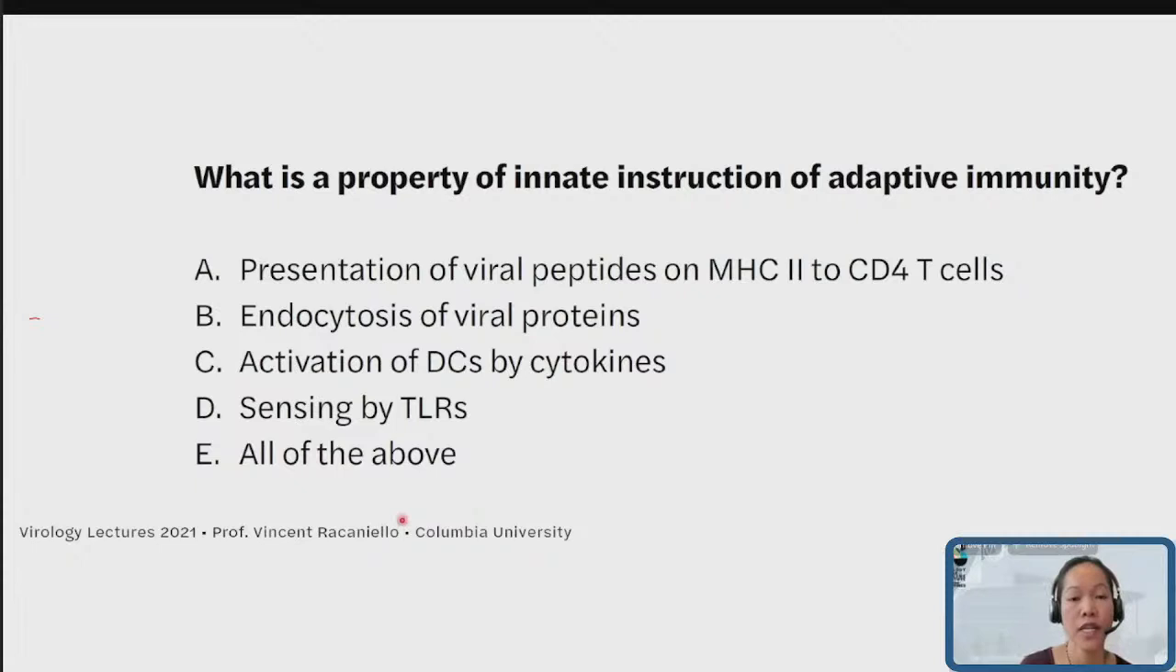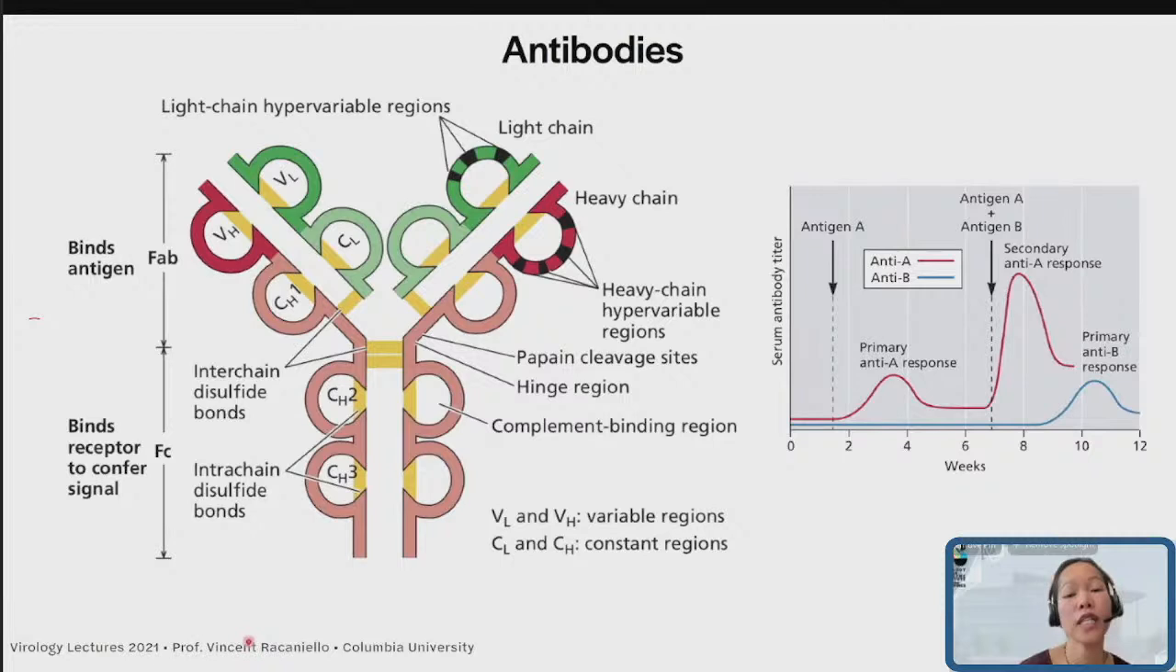Within adaptive immunity, napaka-importante naman tingnan natin yung concept ng antibodies. So an antibody is composed of a light chain. It's a complex. Two light chains and two heavy chains. And importante dito, the first part, this part, is a very different functional role. It's for binding antigen, and the lower part binds receptor to confer signal. Very important, ito lagi natin tinitingnan dahil dito nagkakaroon ng binding ng antigen. So yung epitopes na meron ang isang antigen, yung virus, for example, yung spike ng SARS, dito nagbabind yun.